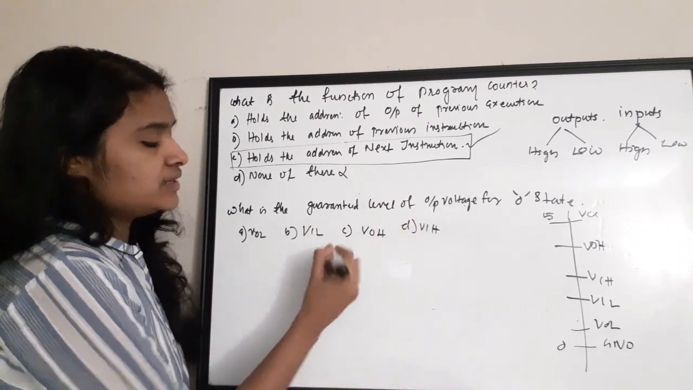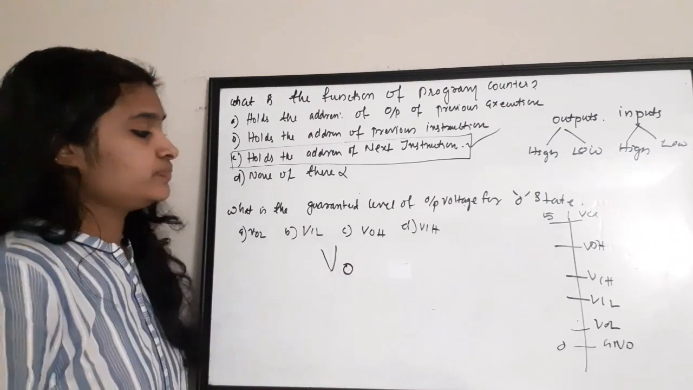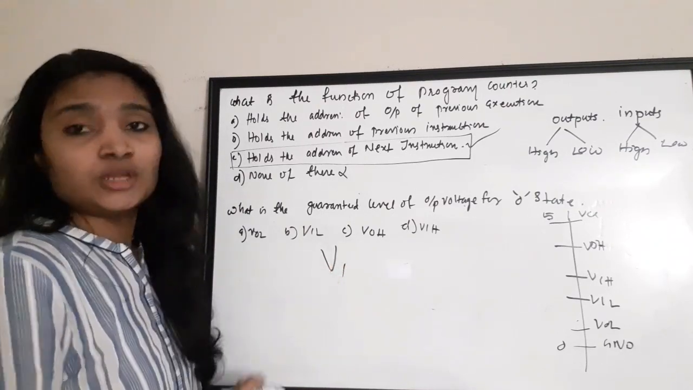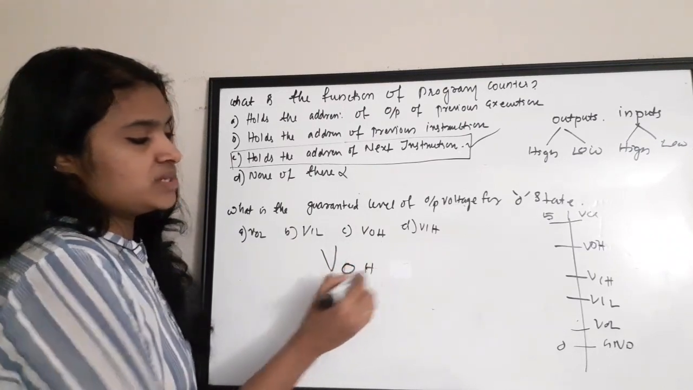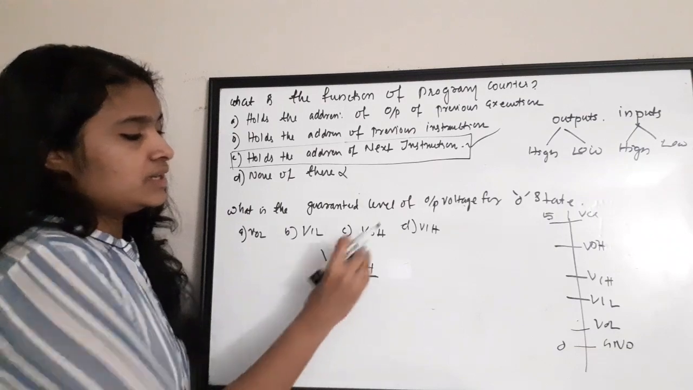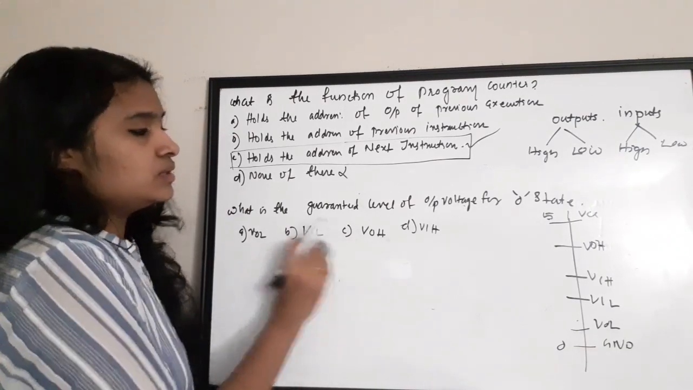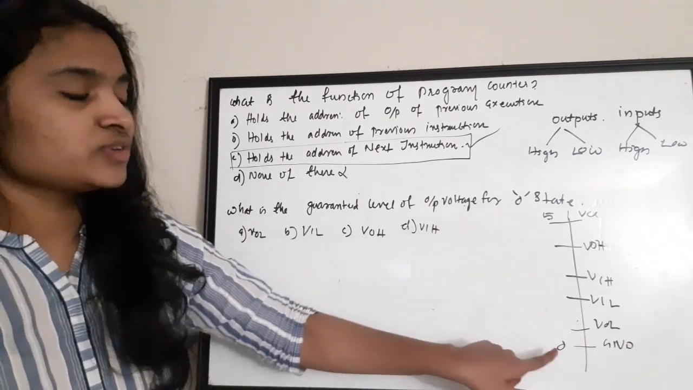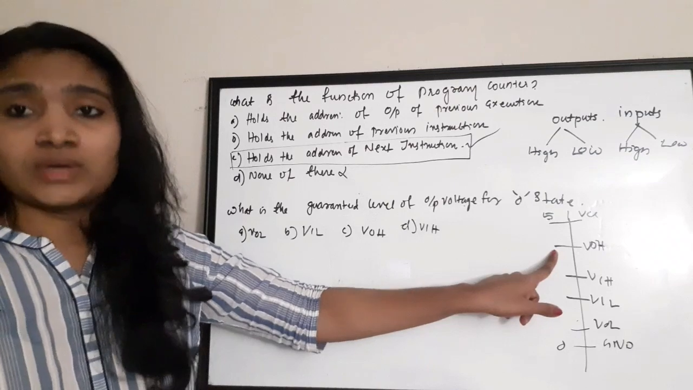Now I am writing it once again. If it is a V, then O means output. I means it is at the input. H means it is a high signal. L means it is a low signal. Now I mark this timeline: from 0, then VOL, then VIL, VIH and VOH.